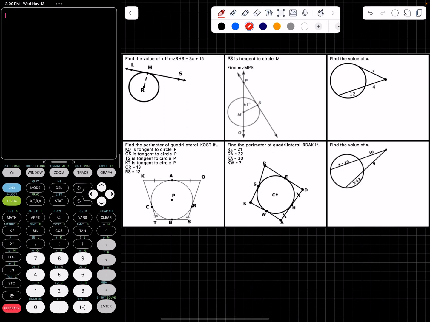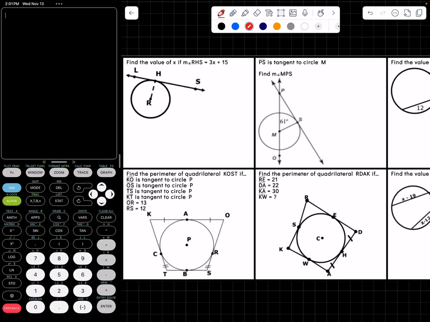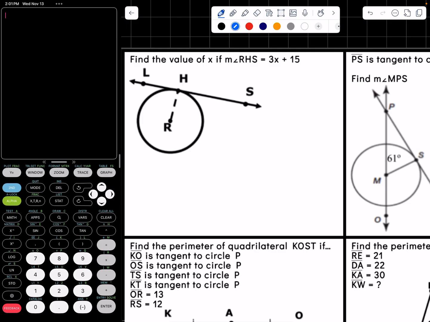So we've got some example problems to go along with all the tangents and secants and their properties and what do we do when they intersect. So let's get right in. We're going to go through the thought process on each and every one of these.